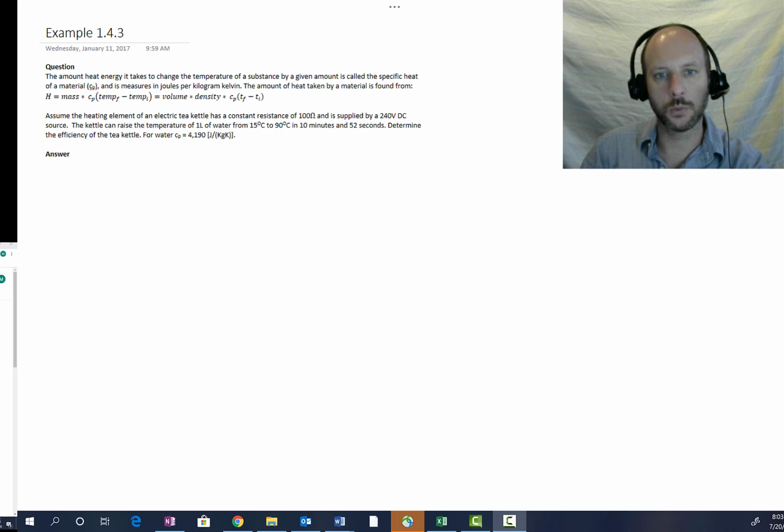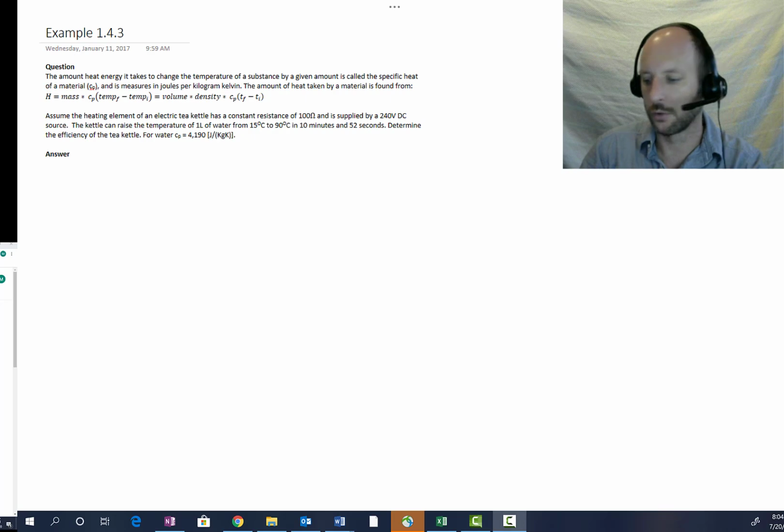Our problem is that we want to assume that the heating element of an electric tea kettle has a constant resistance of 100 ohms and it is supplied by a 240 volt DC source. The kettle raises the temperature of 1 liter of water from 15 degrees C to 90 degrees C, and that took 10 minutes and 52 seconds. Now I'm asking you to determine the efficiency of the tea kettle.